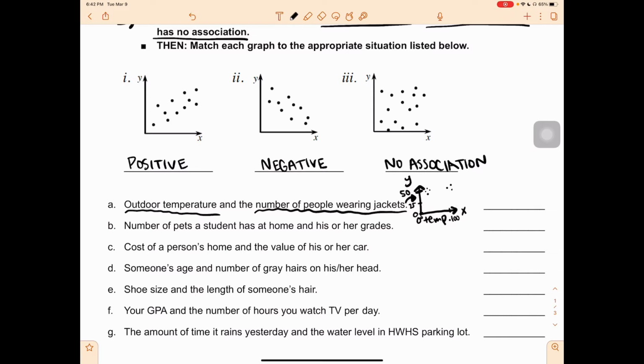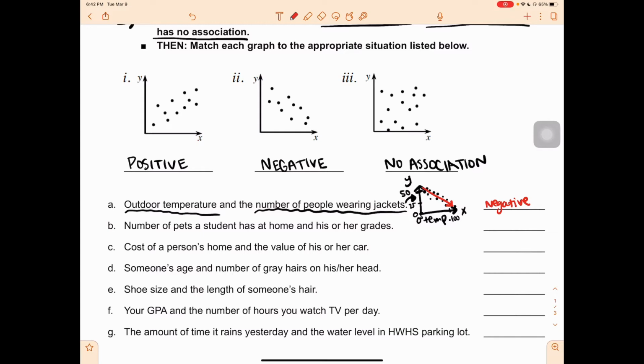Assuming they wore a jacket whenever they were cold, right? Then it would be these points here on the left. There are going to be more people wearing jackets towards 0 degrees. And then as the temperature gets warmer, we can assume that the number of people, these are little people here, wearing jackets is going to go down drastically, right? So if you see that, this is a negative association. If I were to draw a line of best fit, it's going to be a negative slope there. So this one is negative.